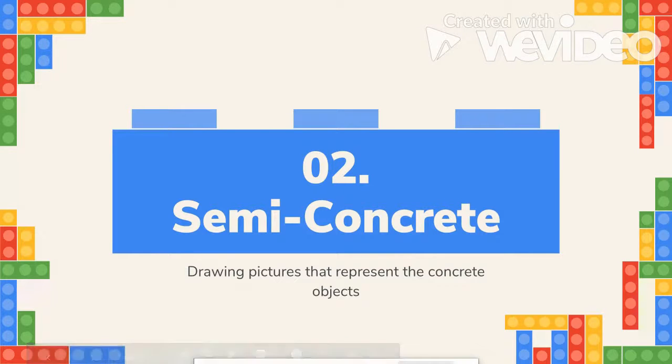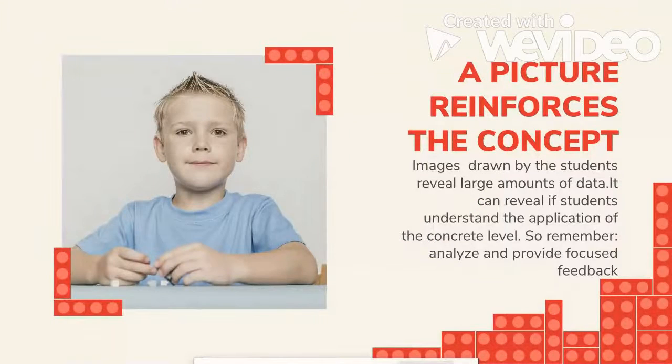Semi-concrete, or the representational level, involves drawing pictures that represent the object previously used in concrete. Images drawn by the students reveal large amounts of data. It can reveal the students understand the application of the concrete level. So remember, analyze and provide focused feedback.